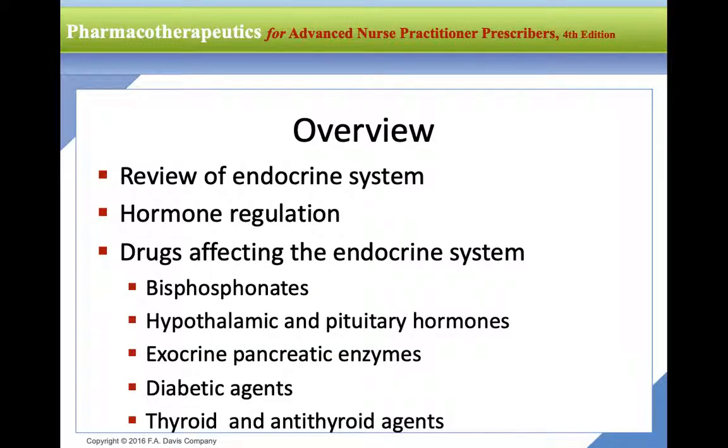So an overview: we're going to review the endocrine system, hormone regulation, and then drugs affecting the endocrine system. You've got bisphosphonates for osteoporosis, hypothalamic and pituitary hormones, exocrine pancreatic enzymes, diabetic agents, and thyroid and antithyroid agents. The diabetic agents, that's not in order. Diabetic agents are last because it's such a large section, and I've added several slides at the end of it to help with helping you treat your patients.